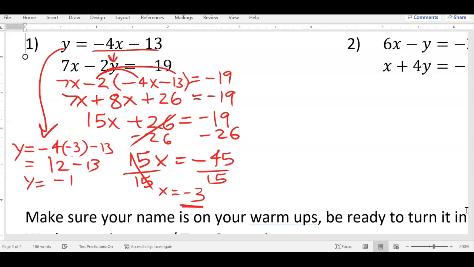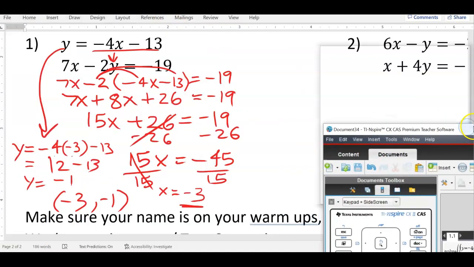So if we do all this work and we get x is negative 3, we get y is negative 1, we can write that answer. Negative 3, comma, negative 1. That's an example of how to do a system of equations using substitution, which we already kind of talked about. It's kind of long, lots of steps, but we have a way to check our answers to make sure we're on the right track here.